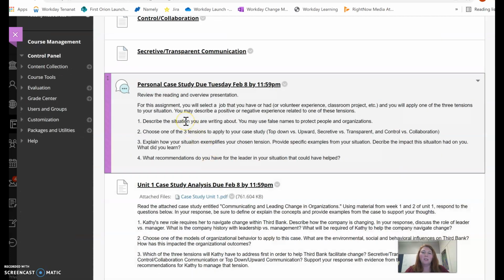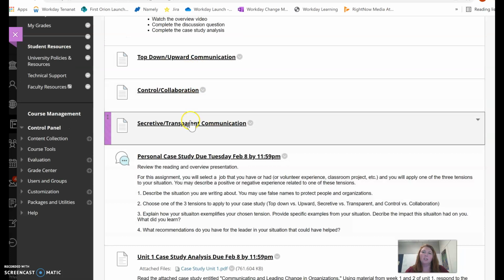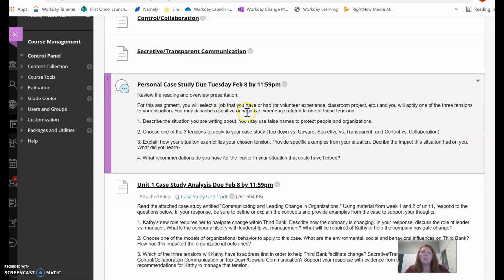For the discussion question, I would like for you to come up with your own situation that you've experienced that is reflected in one of these 3 tensions. I'll talk about those tensions in just a moment in a little more detail. But I want you to think of a job that you've had or a volunteer experience or a school project, somewhere where you have experienced one or more of these 3 tensions. And I'd like for you to write about that.